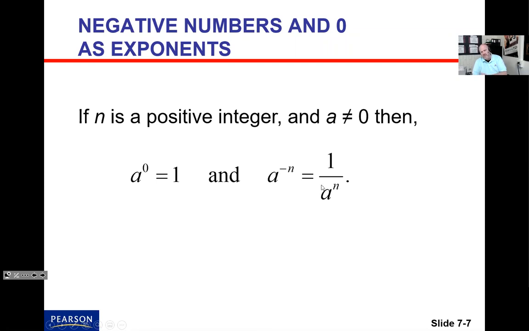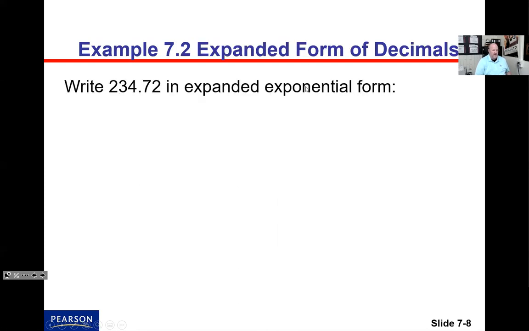Now, the reason we're doing that is because we're dealing with decimals. We're dealing with the right-hand side of the decimal place, right? We're talking about tenths, hundredths, thousandths. I know I said it kind of weird like that, but I want to make sure there's the THS at the end. So something we can do is express, for instance, 234.72 in expanded exponential form.